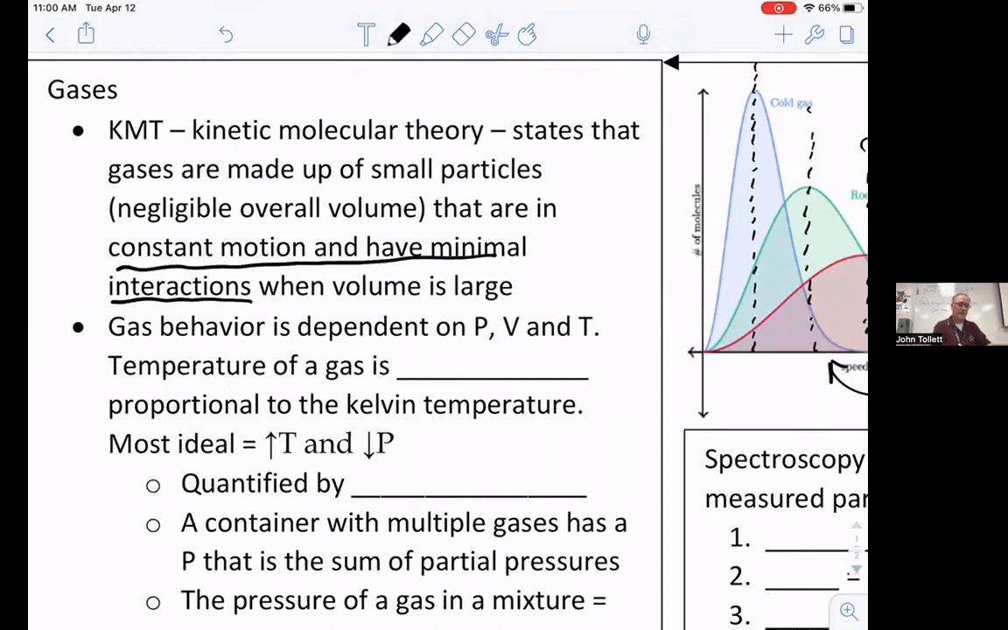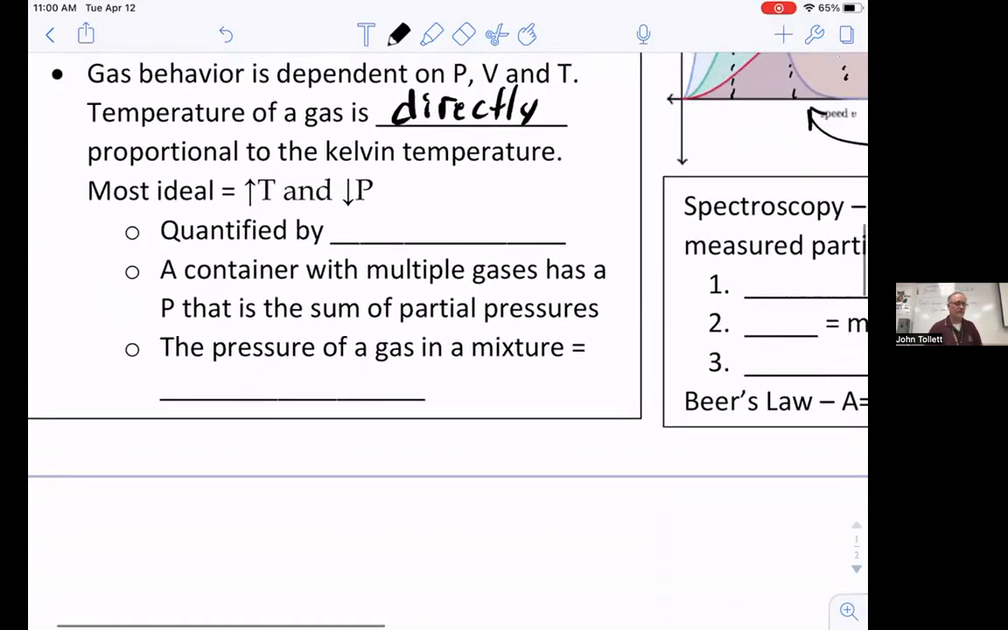Gas behavior is dependent on pressure, volume, and temperature. The temperature of a gas is directly proportional to its Kelvin temperature. So if the Kelvin temperature goes up or down, the exact same thing is happening to the molecules and their velocities. Most ideally, increased temperature is going to increase pressure. This is quantified by our ideal gas law, PV equals nRT.